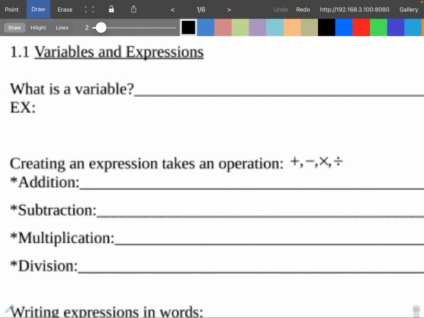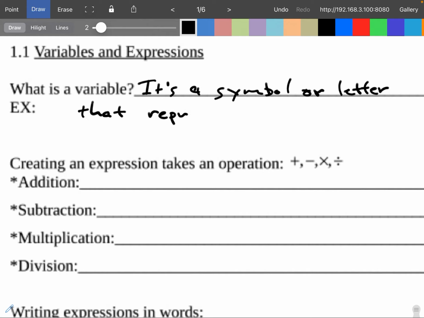All right, so what's a variable? Well, a variable is a symbol or a letter. So it's a symbol or letter that represents a value or a quantity that can change.